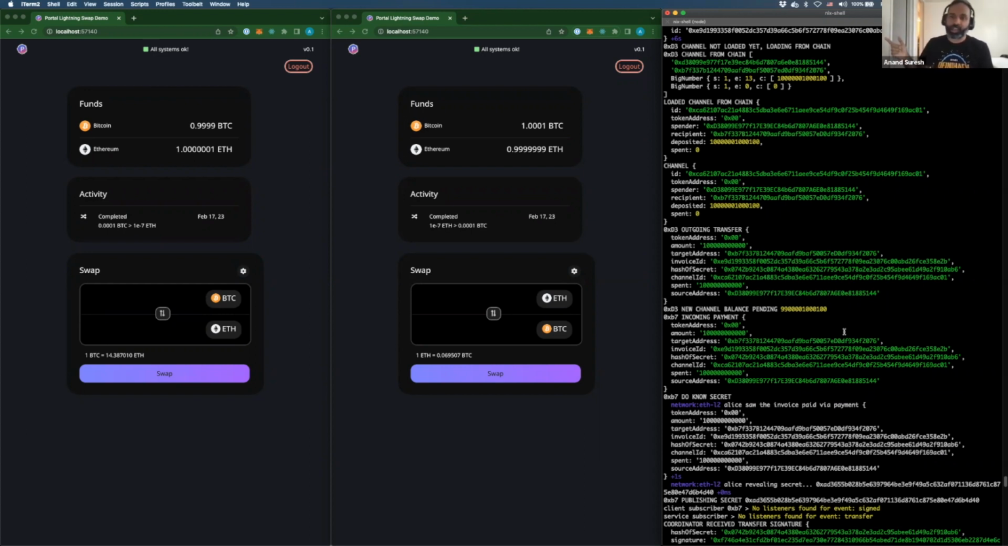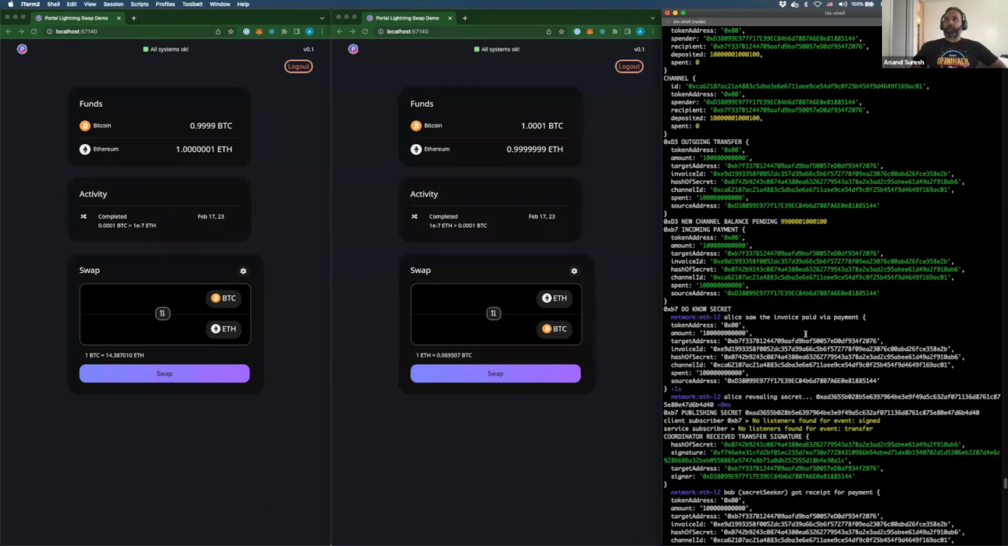Just like the Lightning payment channel between Alice and Bob, that was also set up out of band. So that's the part that you did not see before.